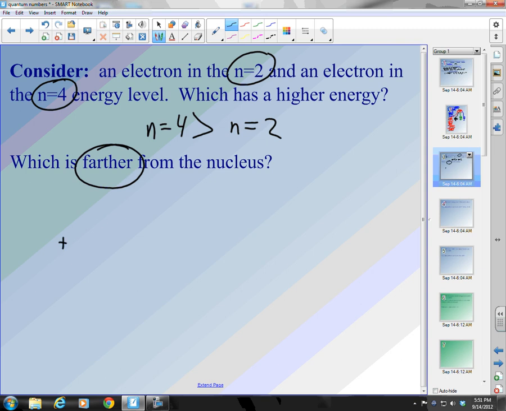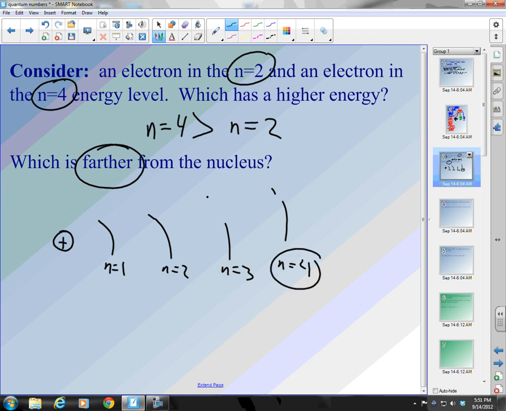And the way to think about that, right, is here's my nucleus, and here's an energy level, energy level, energy level, energy level, right? N equals 1, N equals 2, N equals 3, N equals 4. The farther I go, the higher my energy level is, and the farther I am from my nucleus, right? When I'm at N equals 4, I am this far from my nucleus, for instance, and at 2, I am this far. Which one has a higher energy?